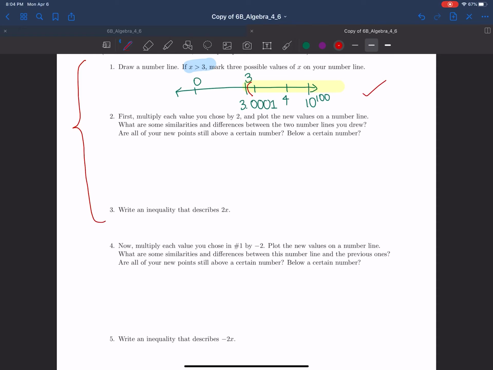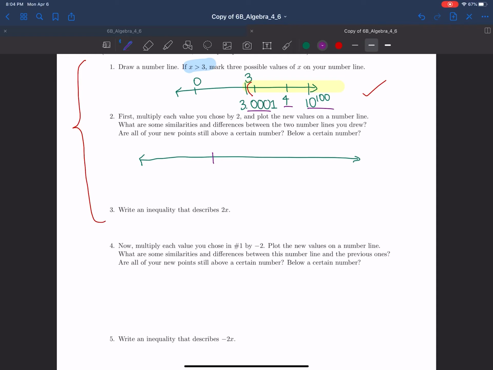Now let's look at question 2. We want to multiply each value that you chose by 2 and plot the new values on the number line. Before I go on, I'll just do that really quickly. So again, I have my number line. Ooh, no, that's no good. Okay, and I chose 3 values: 3.0001, 4, and a googol.